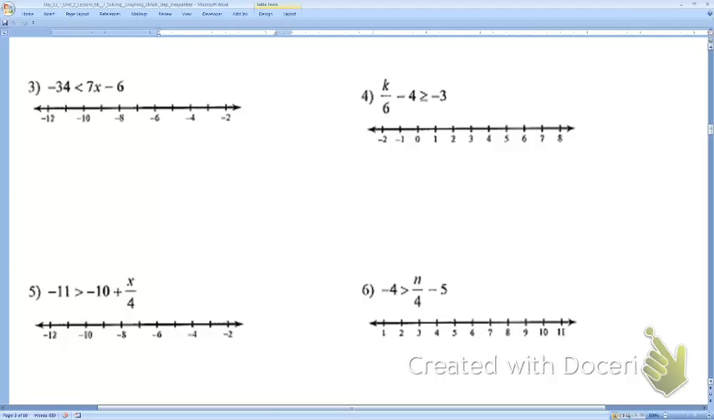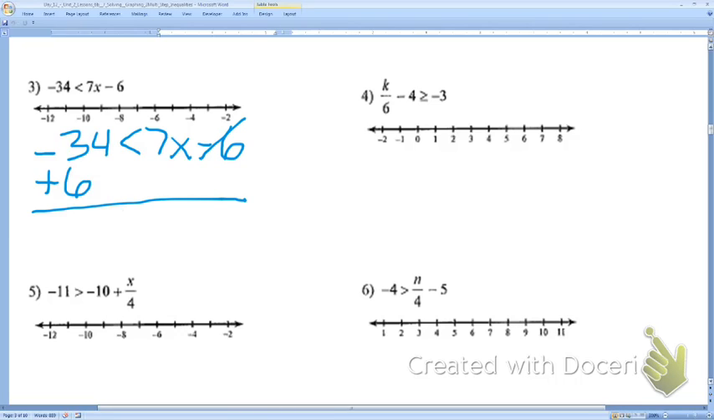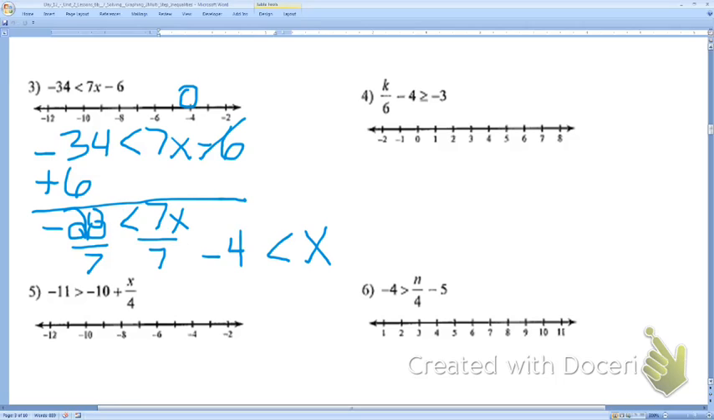Question number 3. I went ahead and recopied the problem. And it looks like I'm ready to combine my like terms. I need to move that 6 over as a plus 6, so it cancels on the other side. Combine my terms. The bigger sign is the negative, and because they're opposite signs, I have to subtract. That gives me a 28 less than or equal to 7x. Then I need to divide both sides by 7. So x is greater than negative 4.